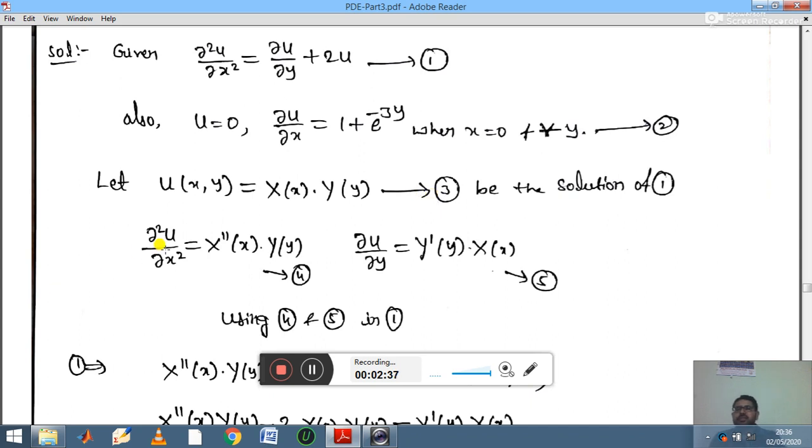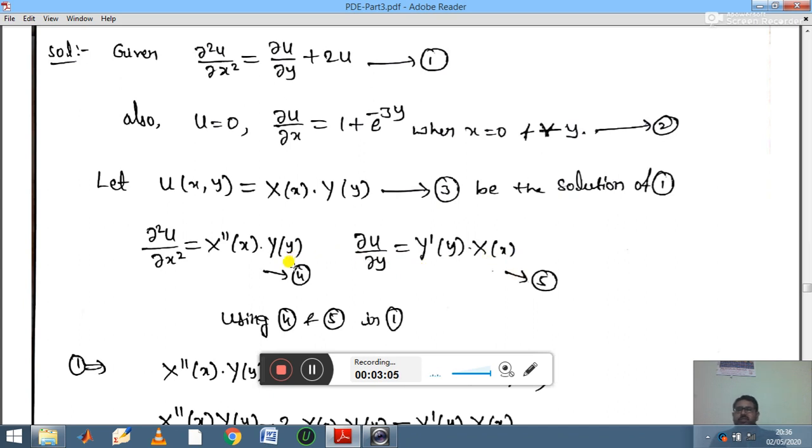If you differentiate two times with respect to x partially, you get ∂²u/∂x² = X''(x) Y(y), where Y(y) is constant. Take it as equation 4. One time you differentiate equation 3 with respect to y partially. Therefore ∂u/∂y = Y'(y) X(x). Take it as equation 5.